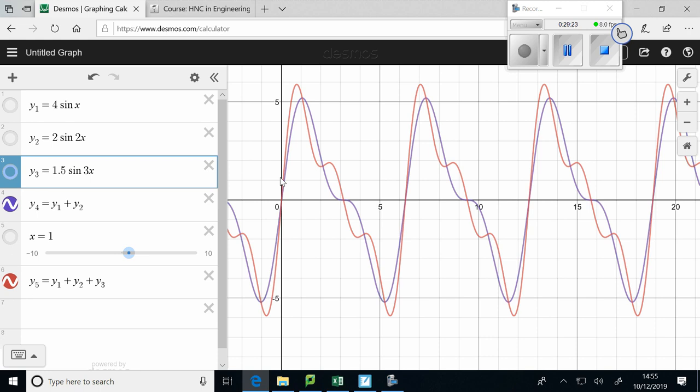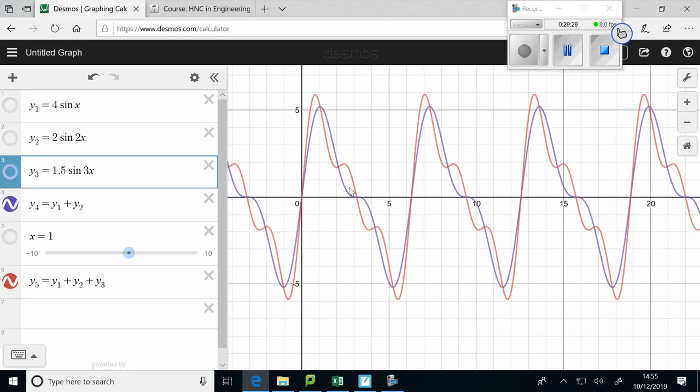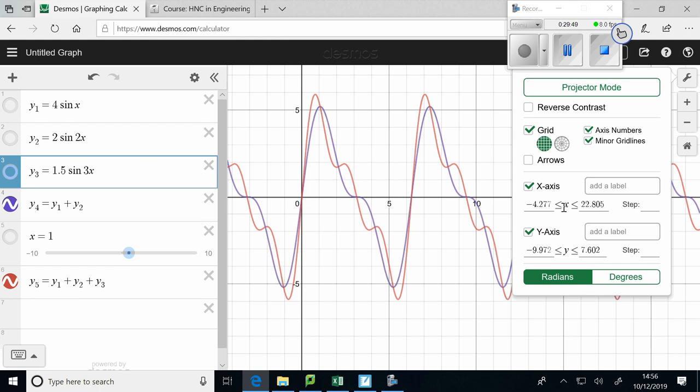Just to show you, you can zoom in and out on these graphs with the wheel on your mouse. These will allow you to turn waveforms off and on. If you want to zoom in more accurately on a particular area, you can go to this spanner up here and type in minimum and maximum x and y axis values.